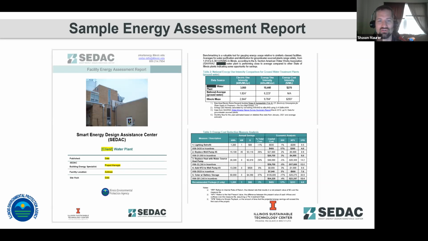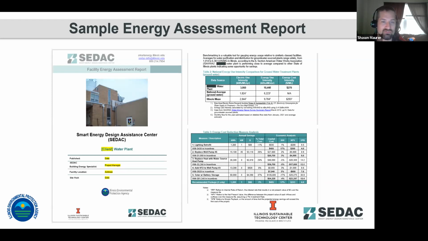We pull the national averages for either a groundwater facility or a surface water facility, as those have distinctly different benchmarking metrics. And then we also pull the Illinois averages for those. And we're looking specifically at your electric consumption per million gallons of flow.